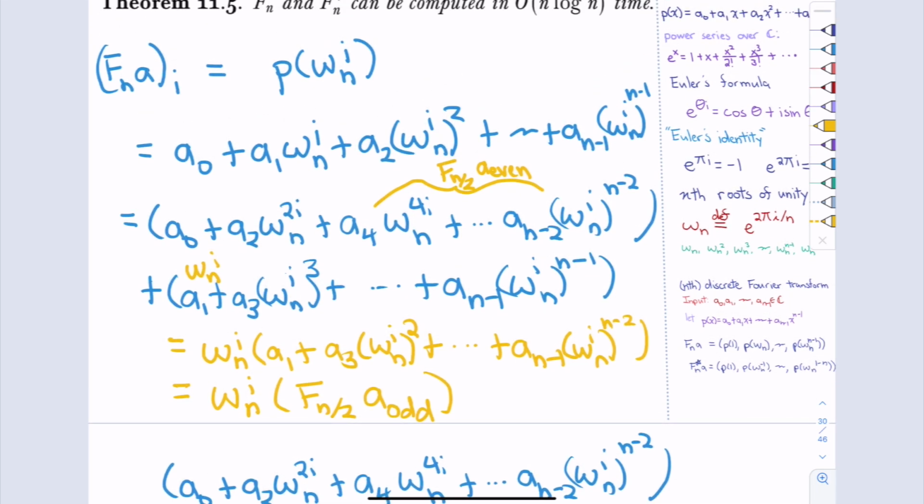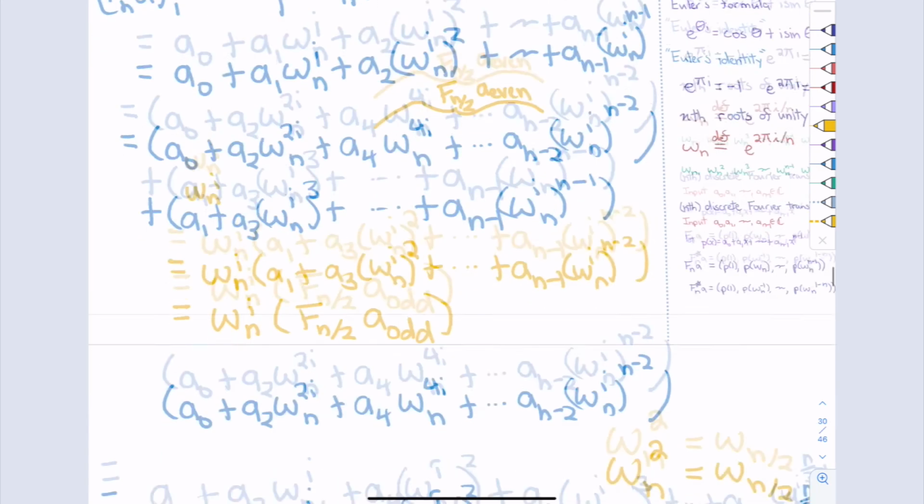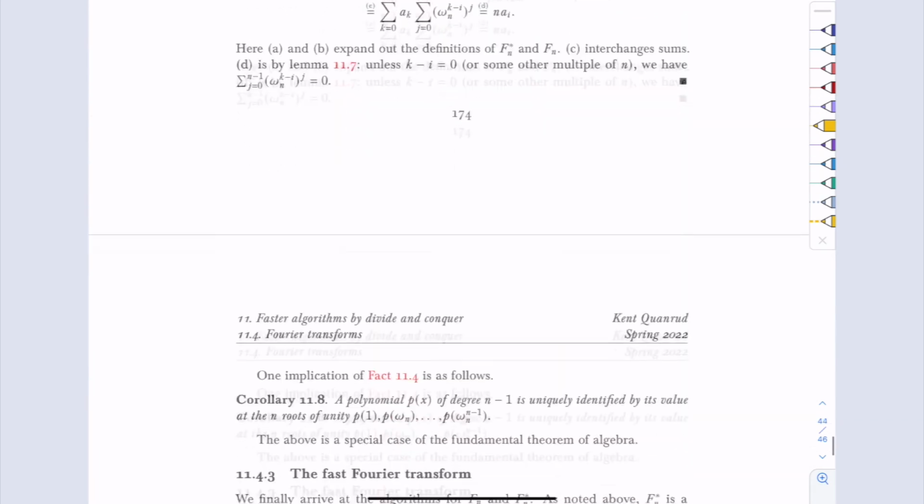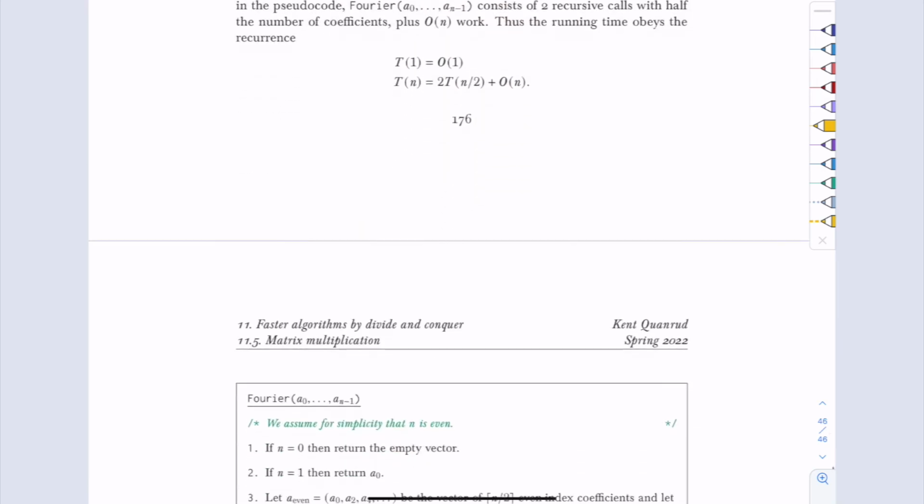We've taken the Fourier transform for n and turned it into two Fourier transforms of n over 2. It's exactly like merge sort, it's exactly like closest pair. The algebra may seem odd, but it's believable. Let's see if I put the code somewhere. Maybe I forgot. Okay, so let me end by presenting the code, and it'll be clear why the running time is fast.